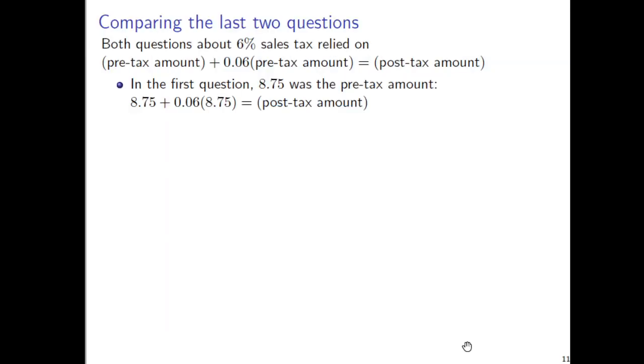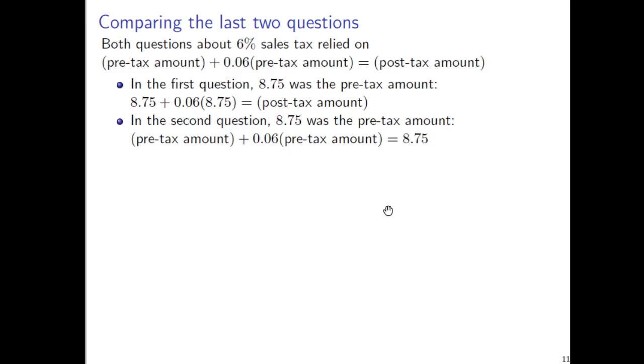So let's compare the last two questions. Both questions had 6% sales tax, so they both relied on this model equation that says pre-tax amount plus 0.06 times pre-tax amount equals post-tax amount. In the first question though, 8.75 was the pre-tax amount. So notice where we plugged it in, and then we didn't even create a variable for the post-tax amount because it was just one side all by itself, so we didn't have to solve for anything in the equation. In the second question, 8.75 was the post-tax amount.